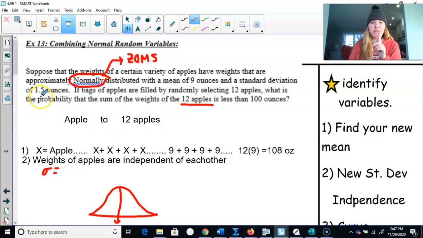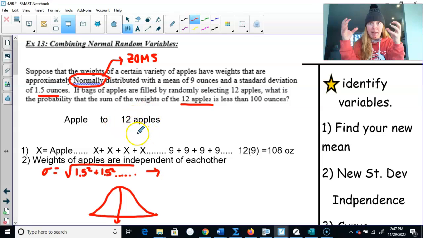Then what we can do to find that standard deviation, guys, is I take the standard deviation of one of the apples and I square it, plus the standard deviation of another apple and square it. And I need to do this again 12 times. Why? Because I have 12 apples that I'm combining together. So instead of doing it 12 times, I am just going to take the square root of 1.5 squared times 12.